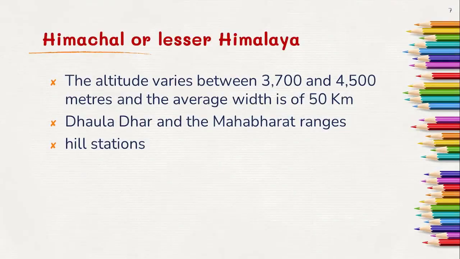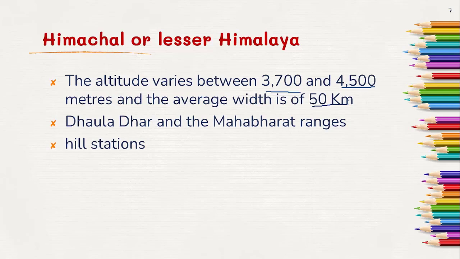Next, the second layer is called Himalayas, Lesser Himalayas. It is also known as Himachal. Here the average altitude is from 3700 meters to 4500 meters, and the average width is 50 kilometers. The width has been decreasing. If you take Greater Himalayas, the width will be more, and when you come to Lesser Himalayas, the width will be decreasing.